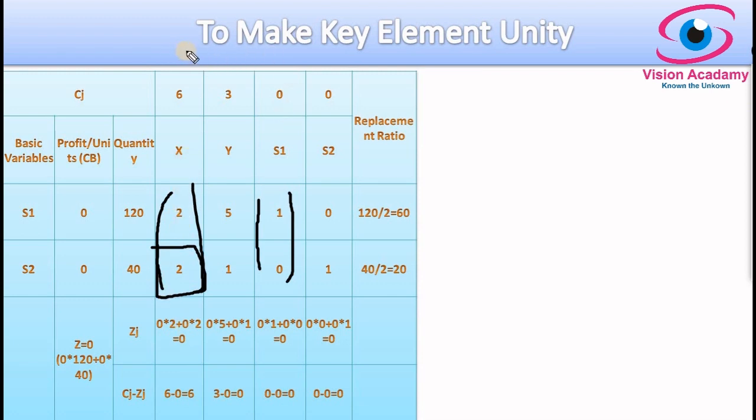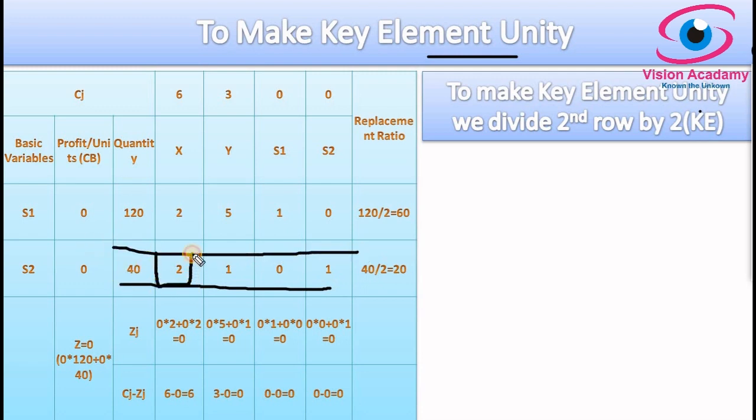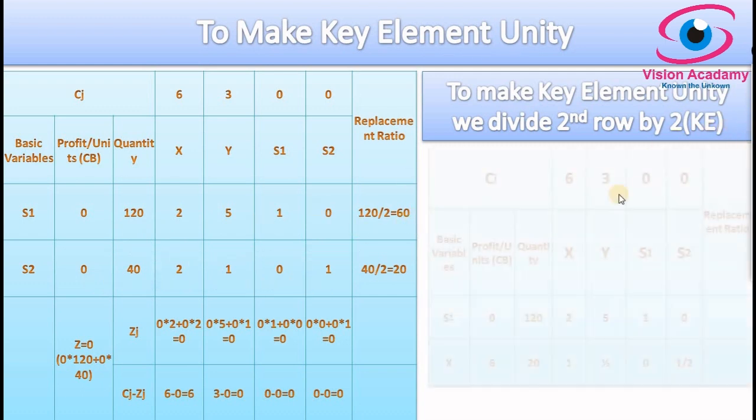So firstly we want to make the key element unity. Very importantly, it is not applicable in all examples. Wherever there is no unity, it will be applicable. So firstly we will make the key element unity. What do we do to make the key element unity? Look here. To make the key element unity, we divide the second row by 2. 2 is the key element itself. Except the profit or unit values, we divide the second row by its key element, which is 2. After dividing this, we get the row operation, which is in front of you.